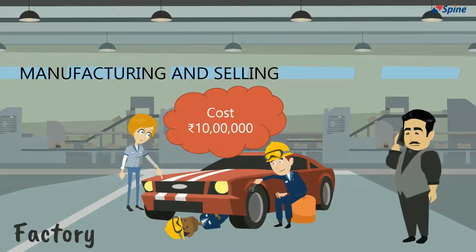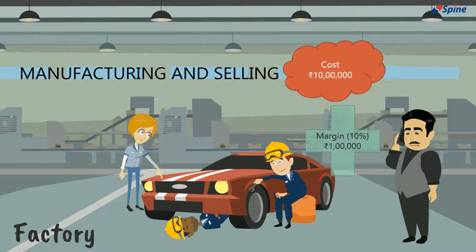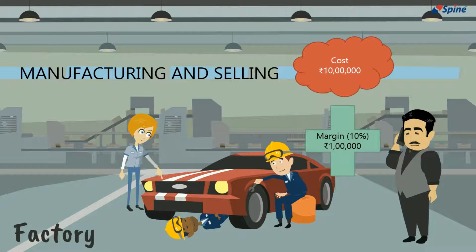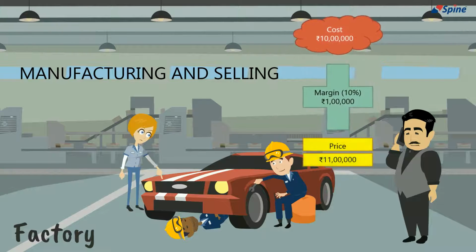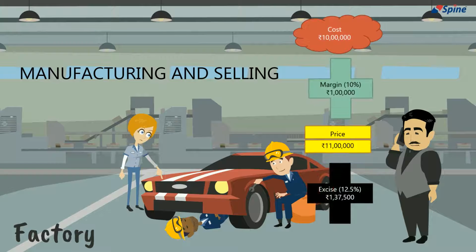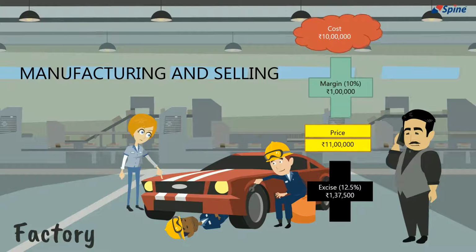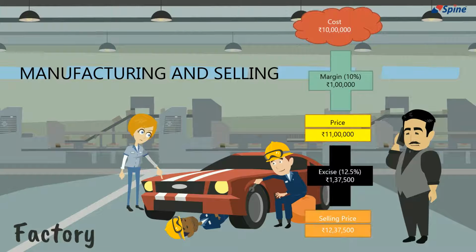For the sake of simplicity, consider the production cost of Mustang as 10 lakhs. Let's say that the manufacturer adds 10% margin on Mustang. So, the price of the good becomes 11 lakhs. Since we are manufacturing, we would charge excise on the manufacture, at 12.5% on that value. This makes the selling price of Mustang ₹12,37,500.